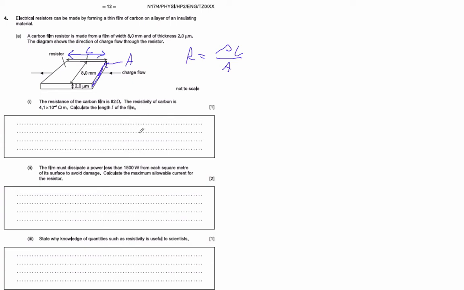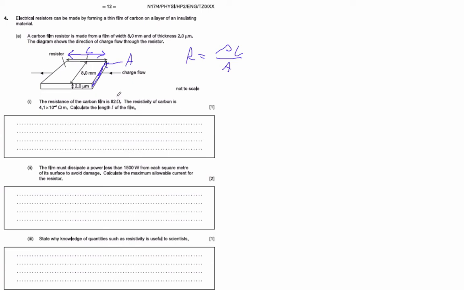And then they tell us that the resistivity is 4.1 times 10 to the minus sixth. Is that what? No, fifth. I could barely read it. I need my reading glasses. Okay, which is actually pretty high. Most wires are like 10 to the minus eighth, so this has got a lot more resistance than that, right? So calculate the length of the film.